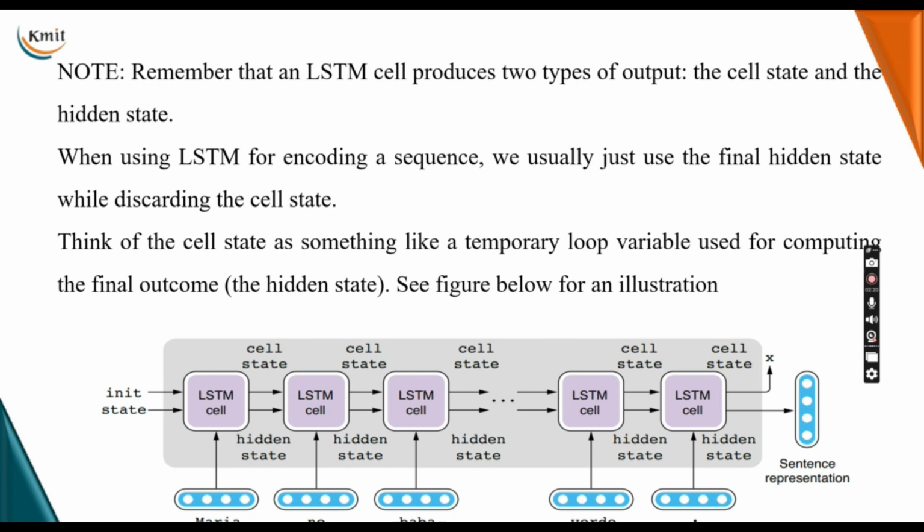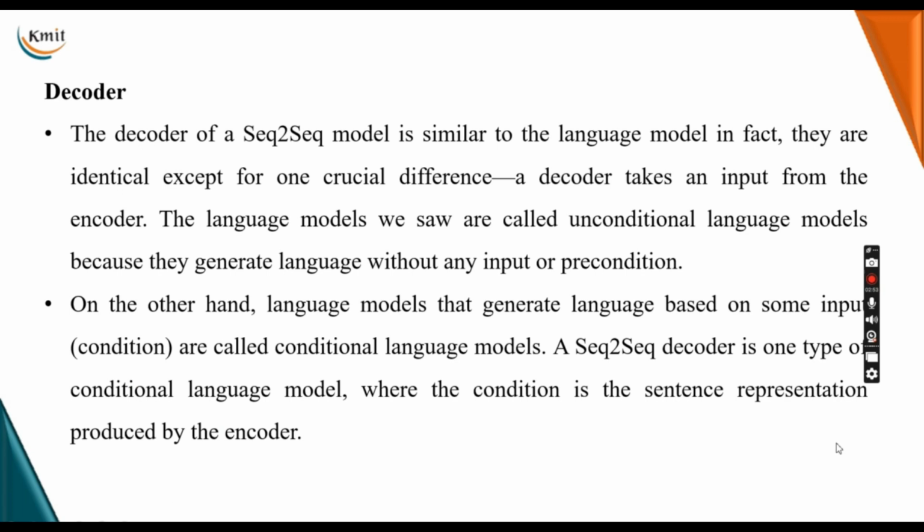When I talk about the encoder block, we can use a simple RNN or LSTM. If we use an LSTM cell, it produces two types of output, the cell state and the hidden state. When you're using LSTM for encoding a sequence, we usually just use the final hidden state while discarding the cell state. Please make a note of this point. Just think of the cell state as a temporary loop variable which is used for computing the final outcome that is present in the hidden state, as you can see in the figure below. The output of the final hidden state is only used for calculating the sentence representation.